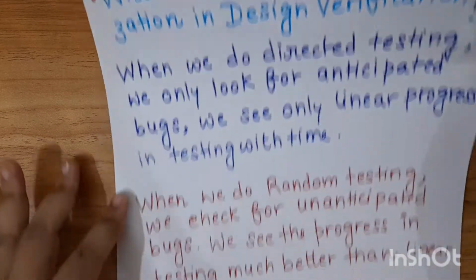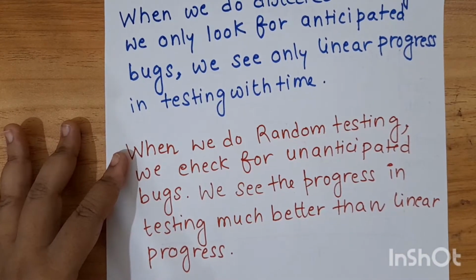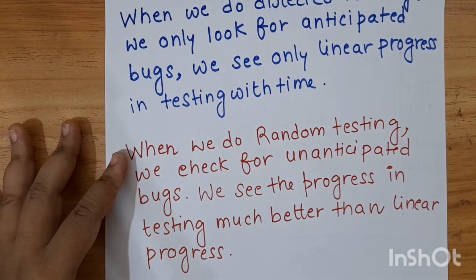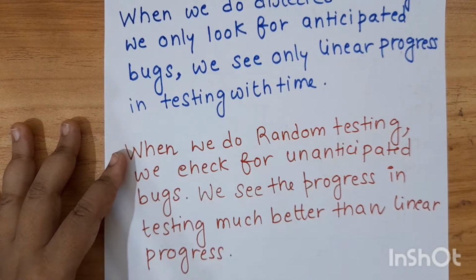Now, when we do random testing, we check for the unanticipated bugs. And when we do so, the progress towards testing of the circuit is very much better than linear progress. There can be an exponential increase in the verification. So verification and design of the ASIC circuit actually go in parallel. Therefore, we have dedicated verification engineers just like dedicated design engineers for ASIC and FPGA.